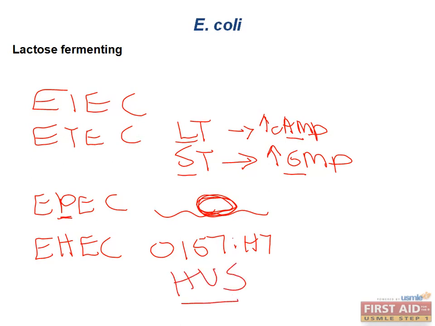And what was the classic triad of HUS? Remember, anemia, thrombocytopenia, and acute renal failure. When you learn about thrombotic thrombocytopenic purpura in hematology, compare the symptoms of that disease to HUS, since they're very similar. EHEC can be differentiated from other E. coli by its inability to ferment sorbitol.